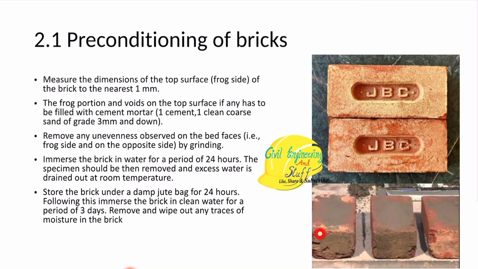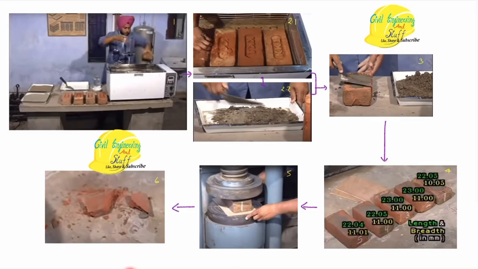So once we coat this with the mortar, these are immersed in the water for a period of 24 hours, and then are taken out, and the excess water is removed. They can again be kept under damp jute bags to maintain the water content for 24 hours.